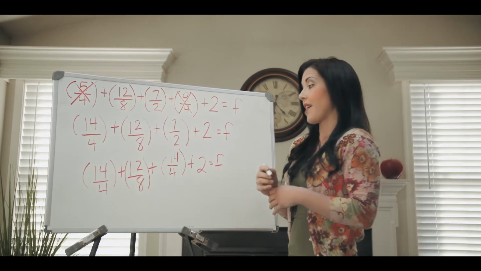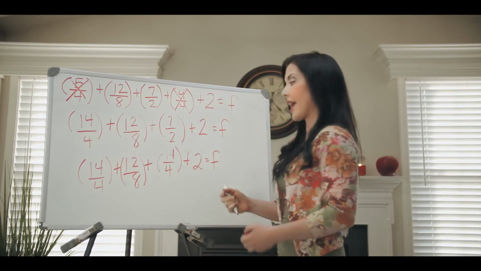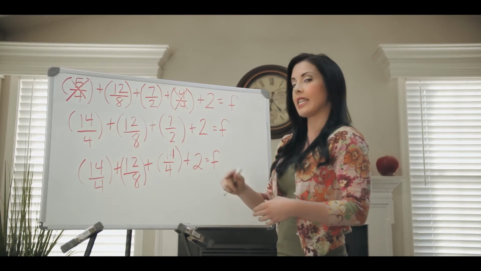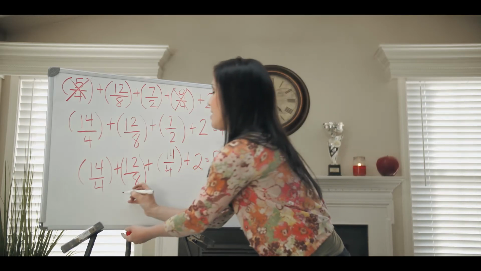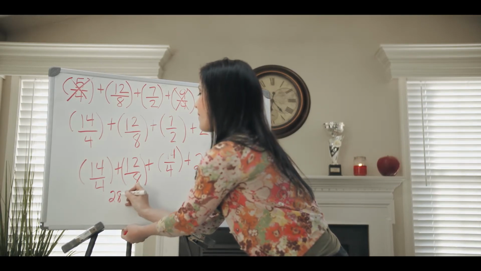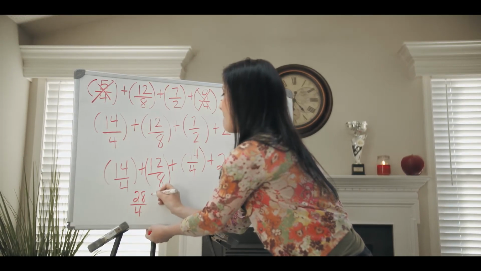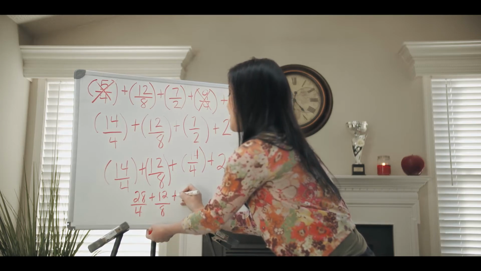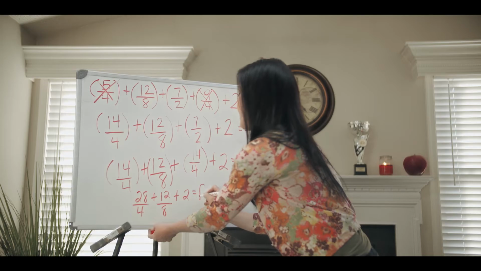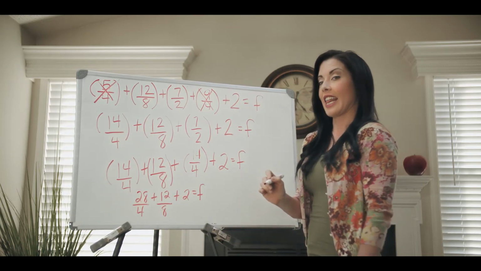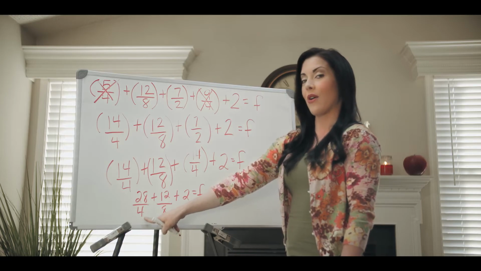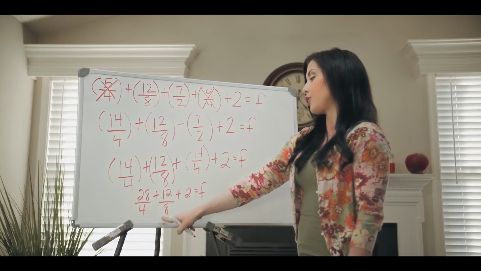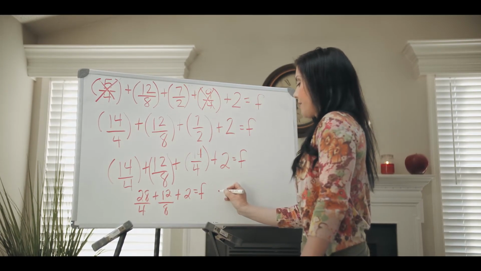Okay, now since I have like terms here, right, I can add my numerators together. 14 plus 14 is 28. Very good. So I have 28 over 4 plus 12/8, right? Plus 2 equals F for my flour. We're getting there, okay? I also know that I can make 4 have a common denominator of 8, again, by multiplying by 2.